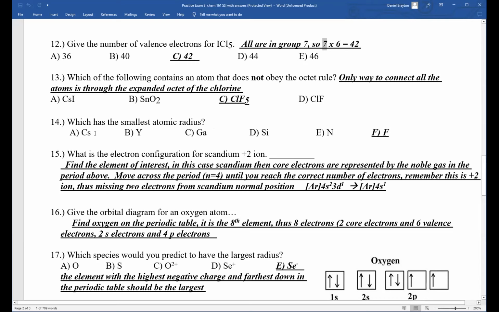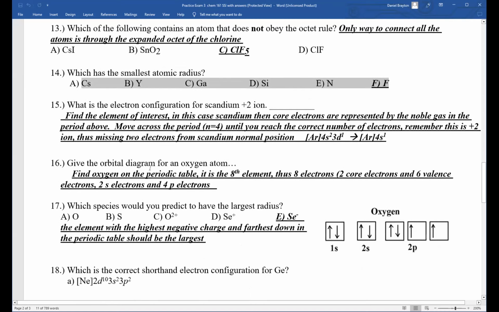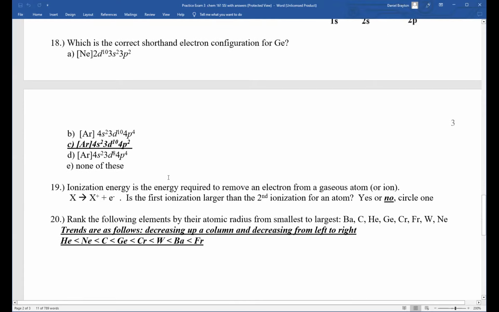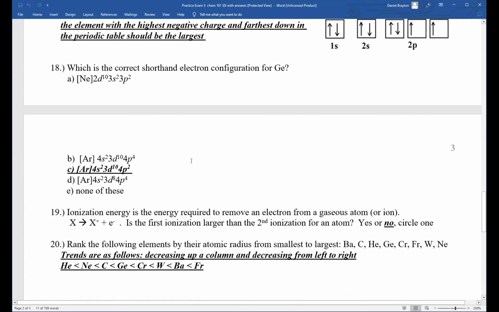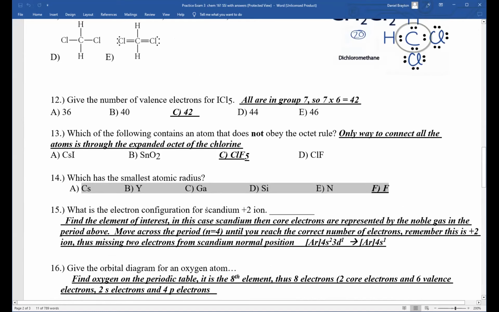14, this is that same question from the last one, where you worked your way through by the trends up and over until you got to fluorine. Oh, scandium 2, looks like a lot of these overlap. We did all these. So it's like the second half, sort of half and half. This is the one I should have posted anyway. It's better. It has 8 and 9 and a little bit of 10.